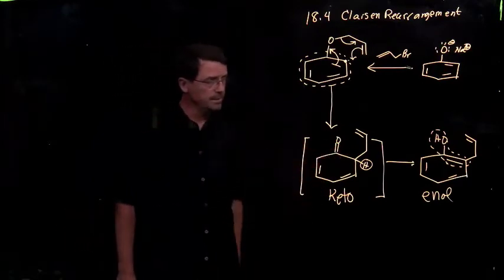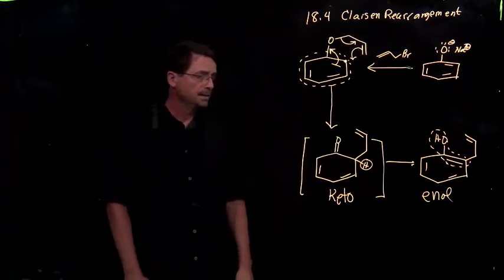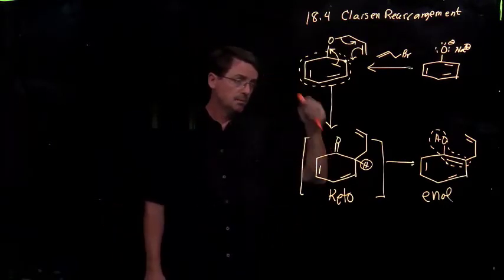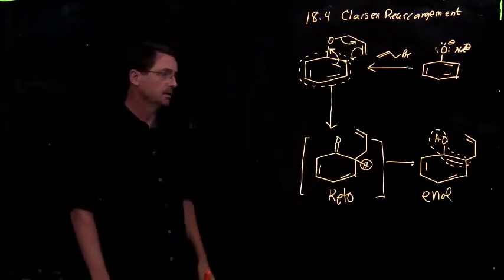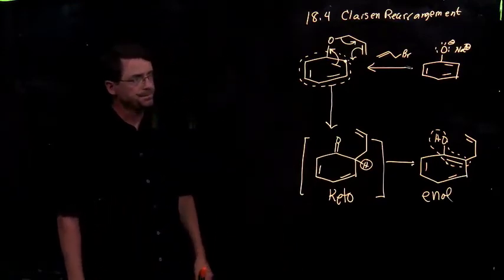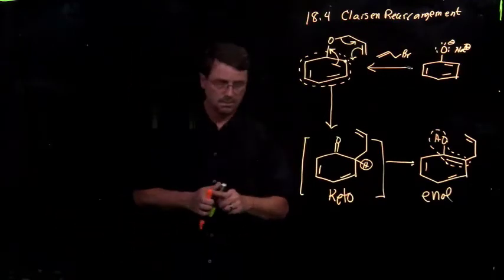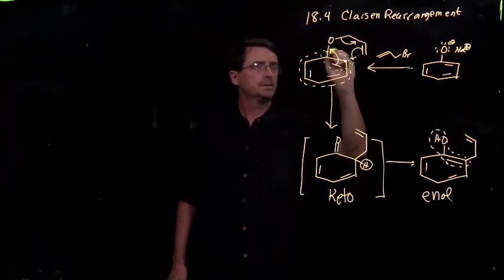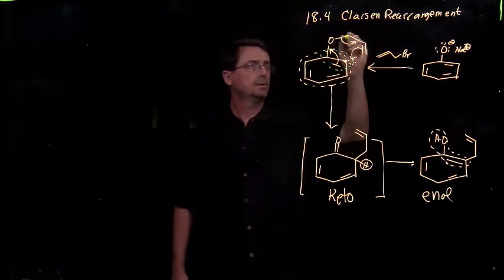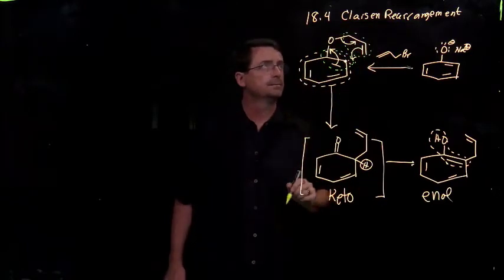Now if you've already had the chapter on aldehydes and ketones, you will learn more about that keto-enol tautomerization. Now, if we look at this species, what we see is we have an ene ether and an allyl ether.